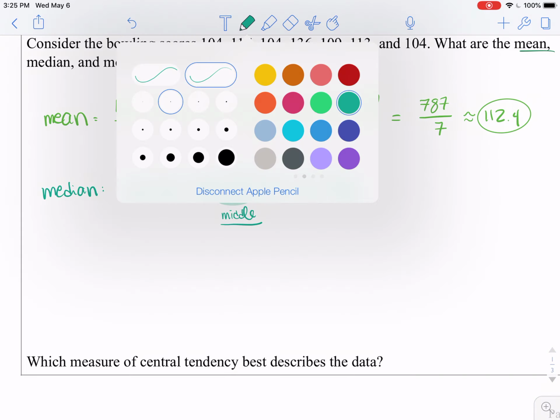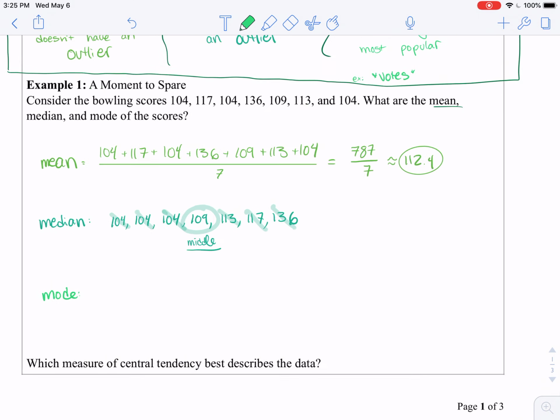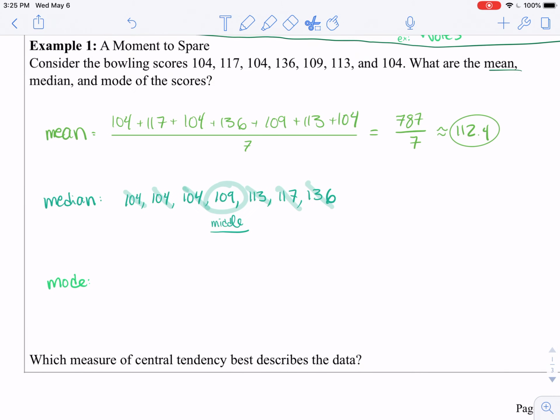Finally, we want to find the mode. Remember, the mode is the most common. So we want to find what number appears the most. Well, 104. 104 is 3 times, and everything else shows up just once. So our mode is 104.